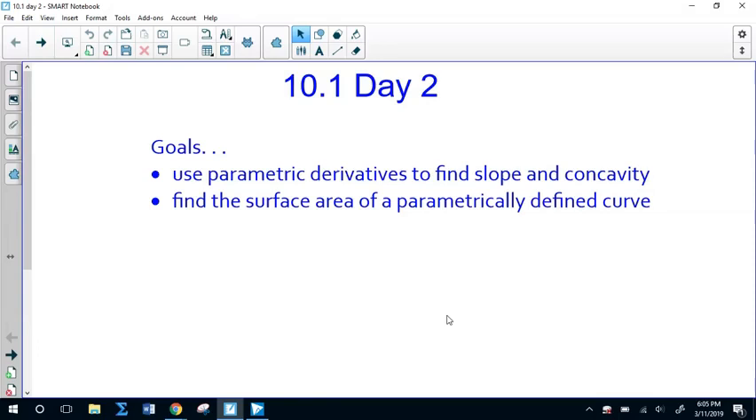So today is day 2 of section 10.1, which is really learning more about parametric equations. And we're going to add in the formula for surface area using parametric equations. Hopefully it'll all make sense. If not, make sure you ask questions when you come to class tomorrow.